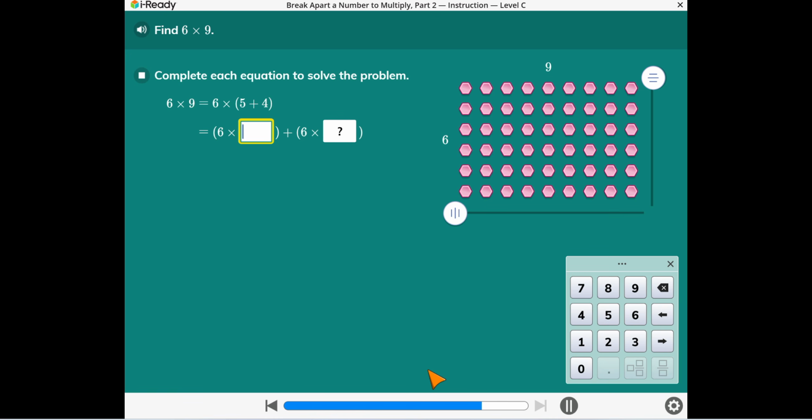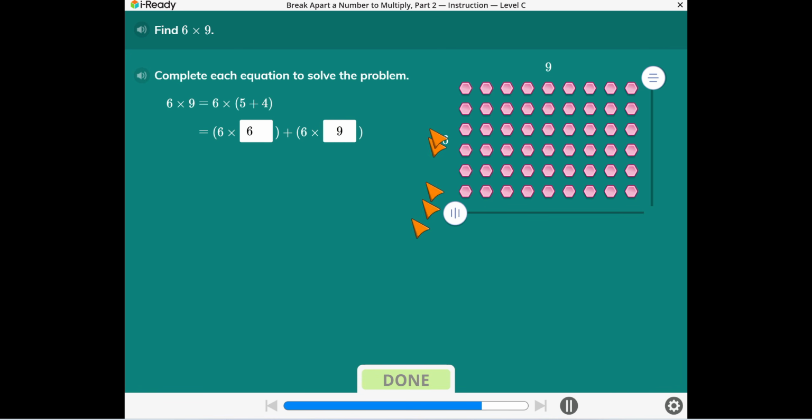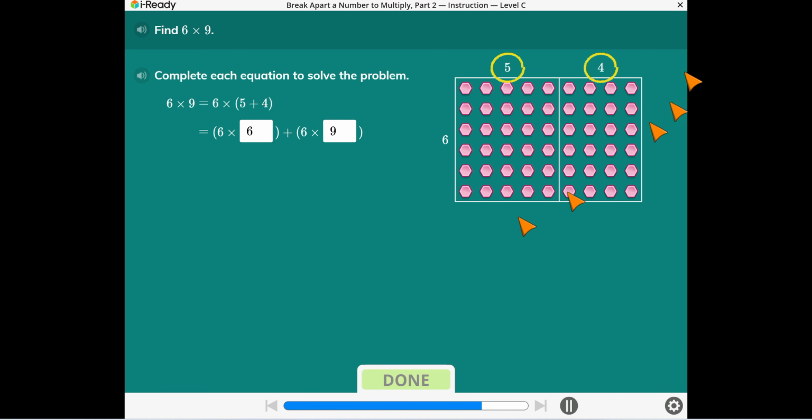Complete each equation to solve the problem. You can break apart the array to help. Think about the number of counters in each row of each array.